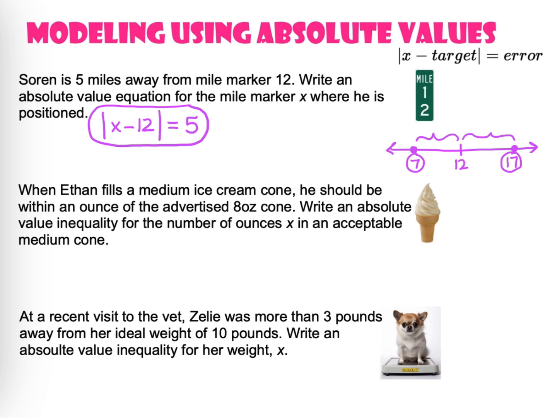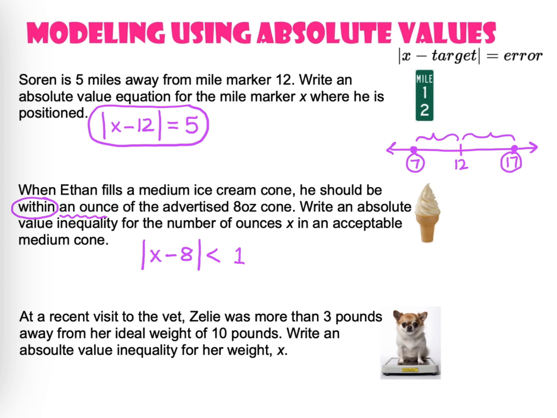This next one, Ethan is working at an ice cream store. He's supposed to get his cone filled with 8 ounces of ice cream, and it's acceptable when you're within an ounce. You don't want to be way over or way under. So again, the target is 8 ounces. He's allowed to be a single ounce off. So that's going to be our 1 over here. Do we want his error to be smaller than 1 or greater than 1? So that word within means that we want to keep it within 1, so less than 1.